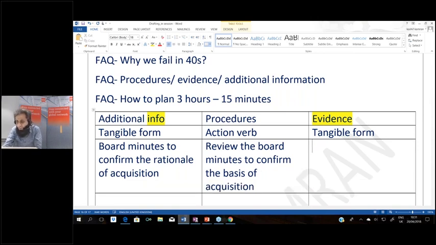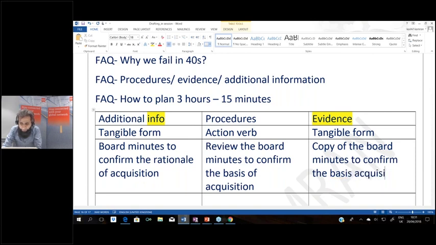And if I'm converting that to evidence, I'll say copy of the board minutes to confirm the basis of acquisition. So if the examiner asks you to write evidence, that's written differently. If the examiner asks you to write procedure, that's written differently. If the examiner asks you to write information, the information is written differently.